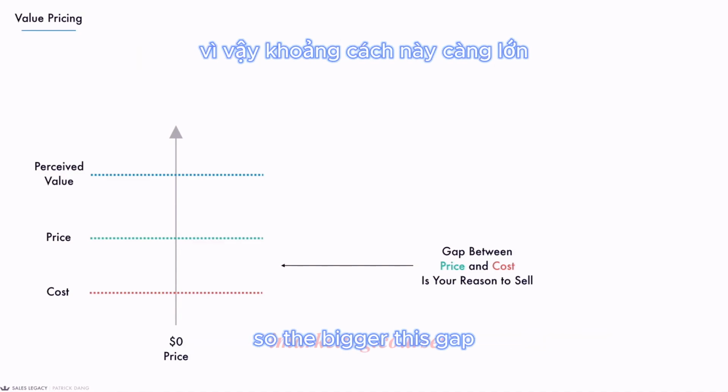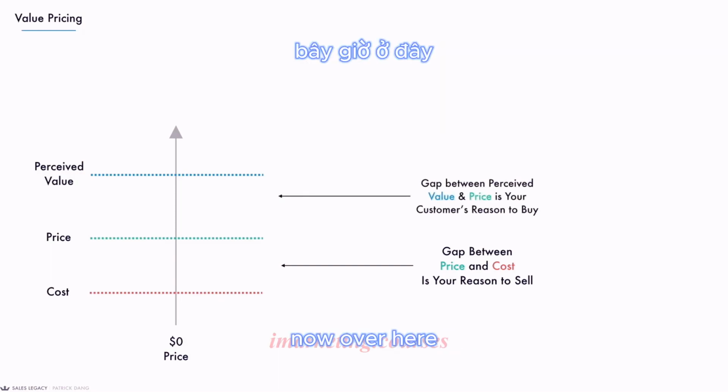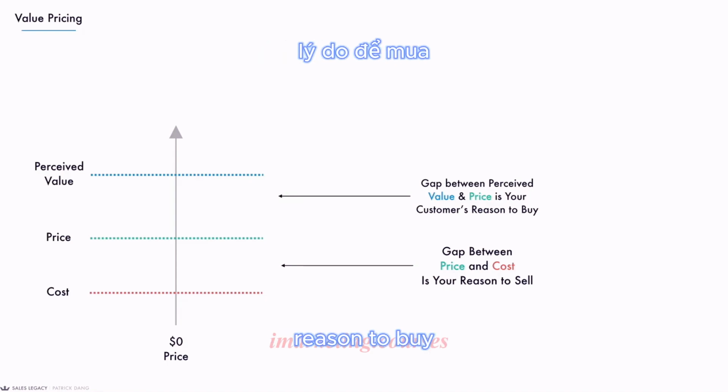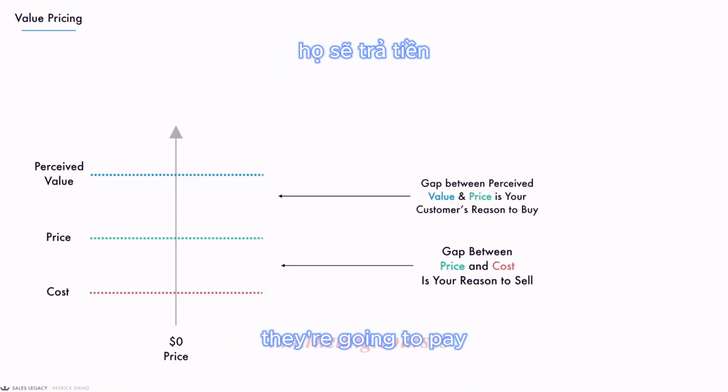So the bigger this gap, the better it is for the person selling the product or service. Now over here, the gap between price and perceived value, that is your customer's reason to buy. So if they perceive the service or product that you're offering as something of high value, they're going to pay a lot of money for it, regardless of what the actual price should be.